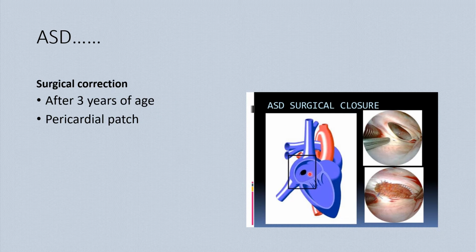In rare cases where spontaneous closure or device closure cannot be achieved up to the age of 3 years, in cases where the defect is large or the margins of the defect are irregular or ragged, surgical closure is indicated. In surgical closure, a pericardial patch is taken, and as you all know, pericardium is the outer covering of the heart, so a part of the pericardium is taken and placed over the atrial septal defect, and sutures are applied all around and closure of the defect is achieved.